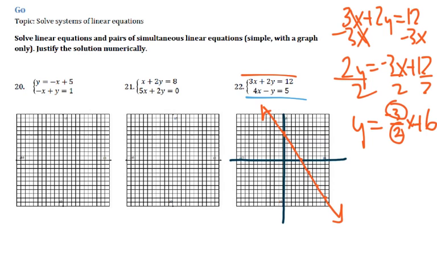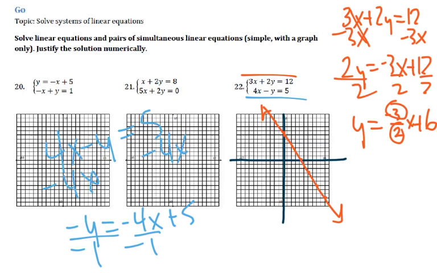Then our second, 4x minus y equals 5. So we subtract 4x from both sides, and we get negative y equals negative 4x plus 5. Divide by negative 1, get rid of that negative, and we get y equals positive 4x minus 5. So we go down to negative 5 on the y-axis, right there, and we're going up 4 to the right 1. Should see right there is where we're going to meet. Okay, so you draw your line.